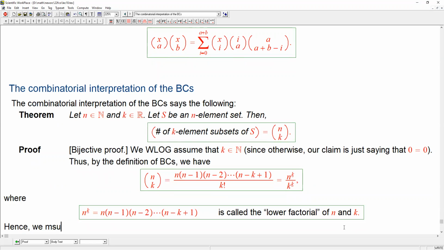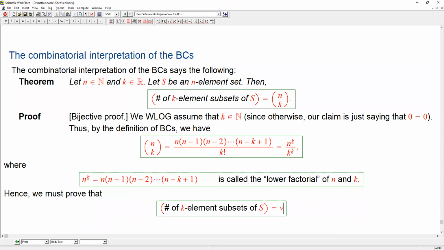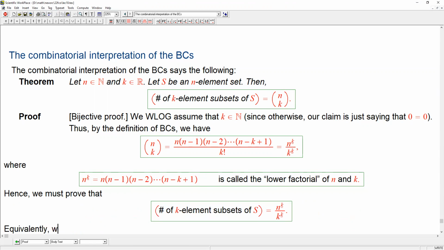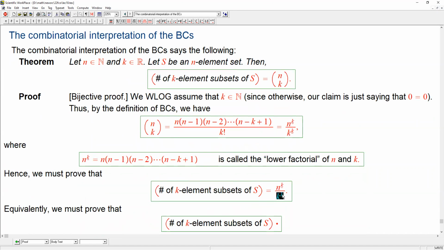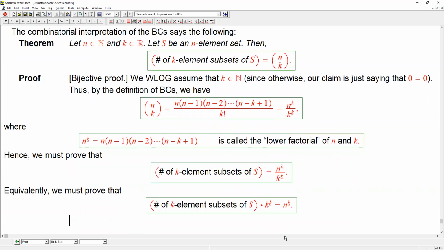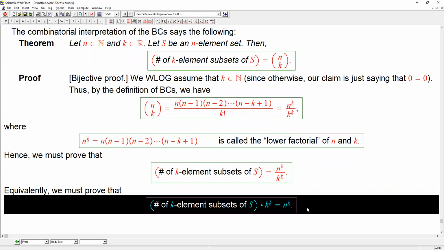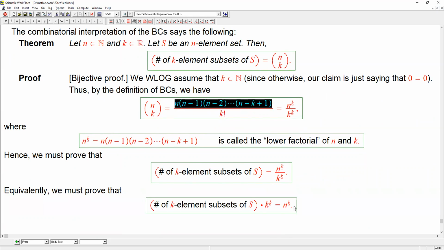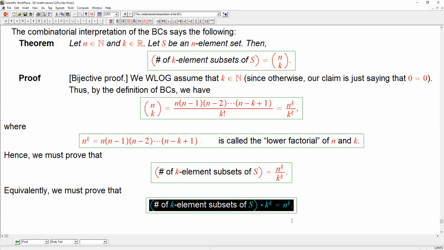So we must prove that the number of k-element subsets is this fraction. Equivalently, we must prove that this number times the denominator of the fraction is the numerator of the fraction. And this equation has no division in it, just products basically. So it looks like we could be proving it bijectively, or at least we could try.